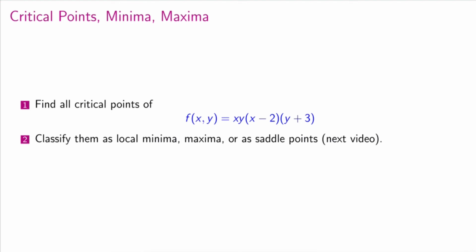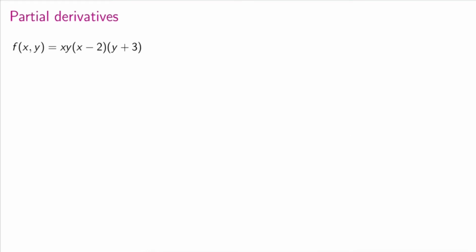In these videos, we want to find critical points, minima and maxima of functions of several variables. Here I have a surface, f of x and y equals xy(x minus 2)(y plus 3). To find minima, maxima, or saddle points, we first need to find the critical points. You remember the critical points are those where the partial derivatives are equal to 0. That's what I do in this video, and then in the next video I classify them to be minima, maxima, or saddle points.